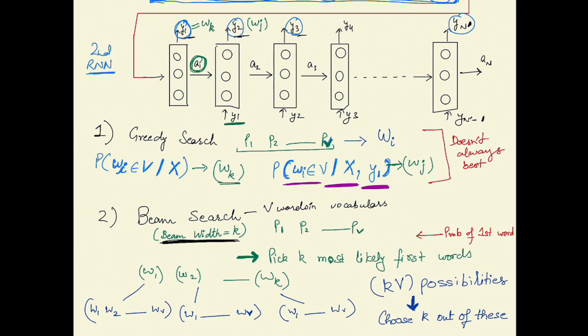So what I mean by this is that, let's say it calculates the probability of the first word. So these are the probabilities of wi belonging to V given the initial context. Let's say we are generating y1. For that we calculate these probabilities, and then we pick k words. Instead of one word, we pick the k most likely first words, and let those words be w1 to wk.